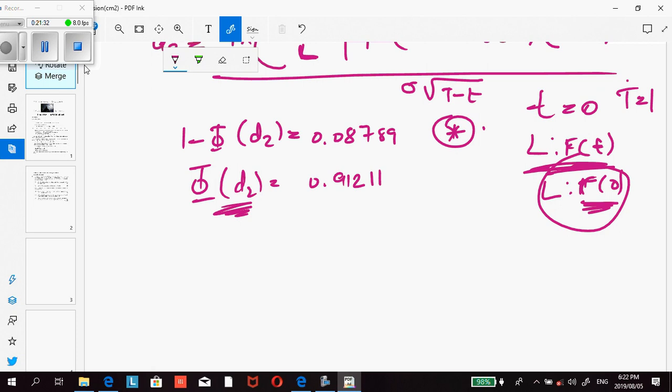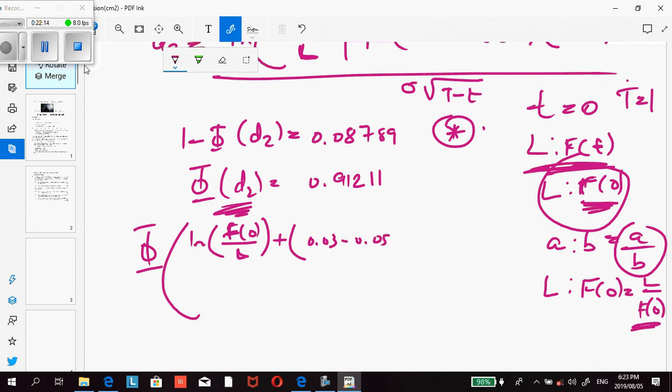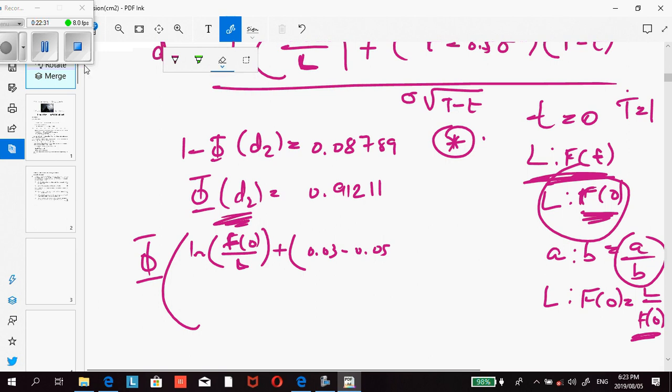And you remember from when you were young in high school, you were told that if I've got A is to B, this is equivalent to A over B. So my L is to F of 0 will be equivalent to L over F of 0. Okay, so let me substitute in here. So I have phi of d2, where d2 is the natural log of F of 0 divided by L, plus 0.03 minus 0.05. Actually, let me quickly check something here. 0.5. Okay, so this is not 0.05.